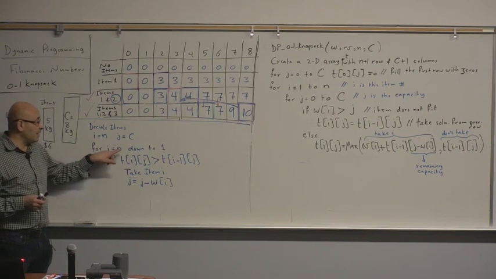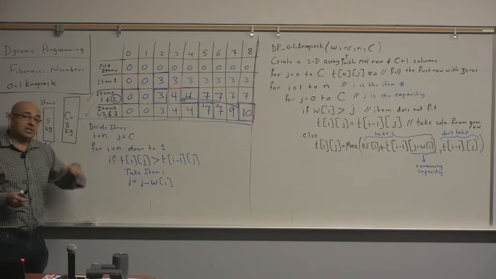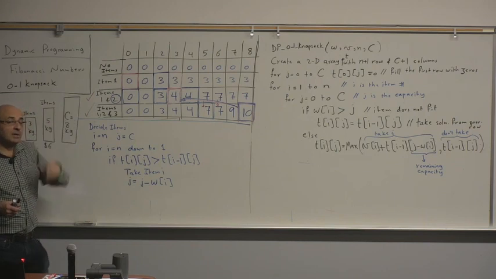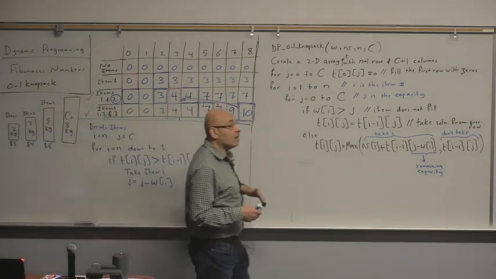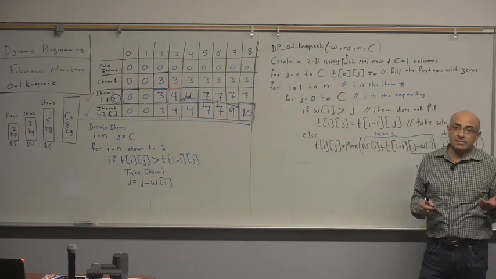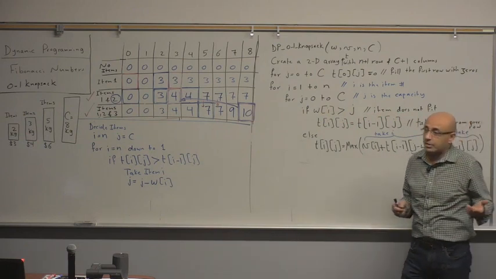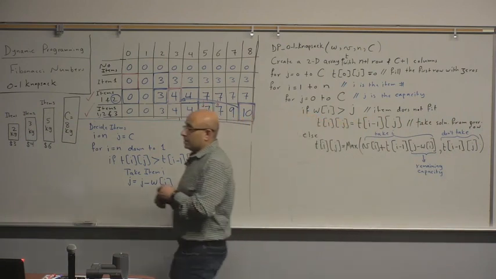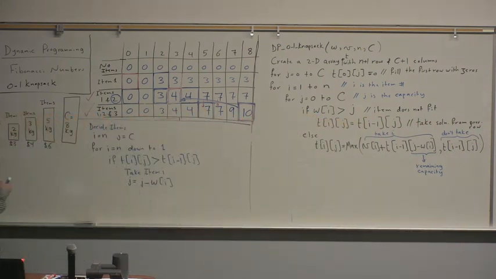So I'm starting from n all the way to 1. Each time I go one row up, I may change the column. I change the column if the item is taken, but if the item is not taken, I do not change the column. Okay, so this is the algorithm.